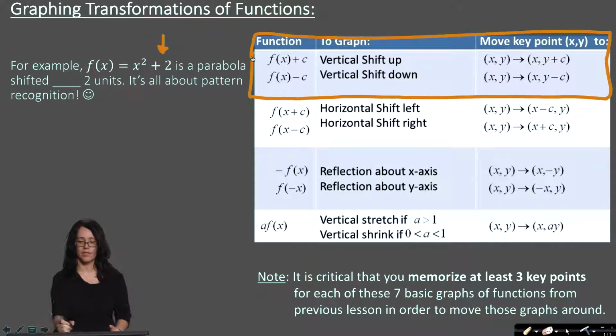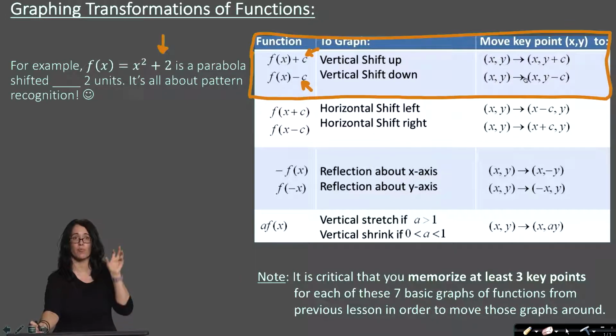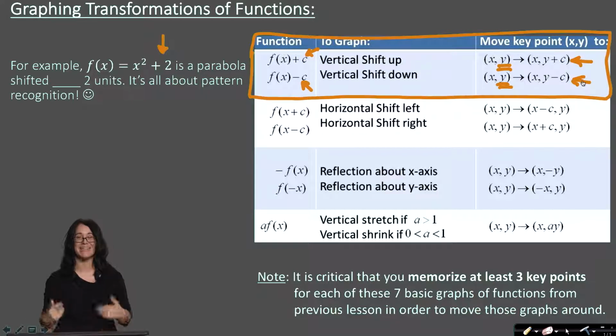So in other words, if you notice that you have added or subtracted a constant at the end of your basic function, that really means that in each of your points that you've memorized, you're going to take those y values and you're going to add the number. If it's positive, it's going up, and if it's negative, it's going down. So that's the easiest type of transformation, but we typically do that toward the end when we have lots of transformations. So this is an example of shifting your graph vertically up 2 units. So it's all about pattern recognition.